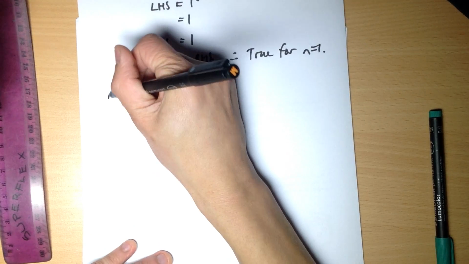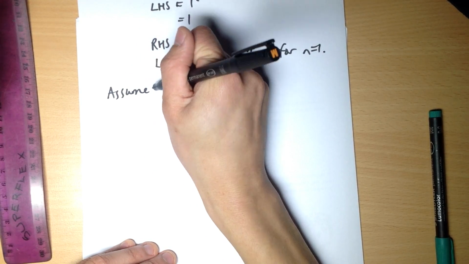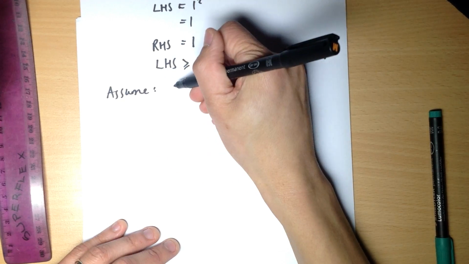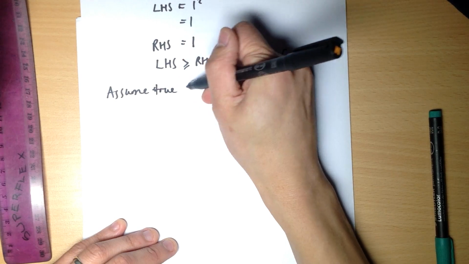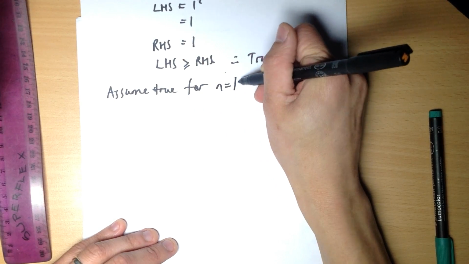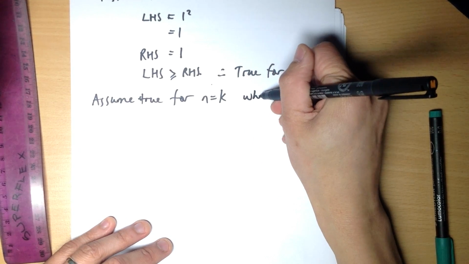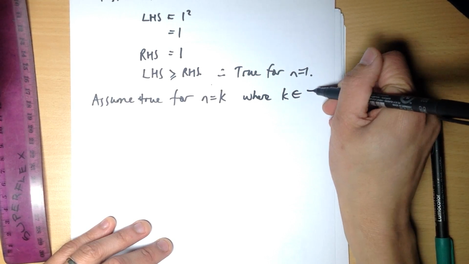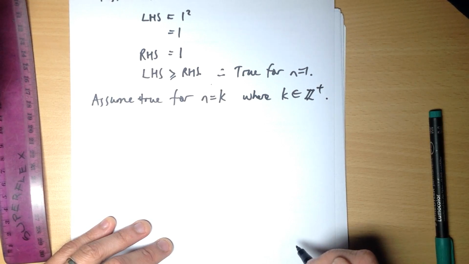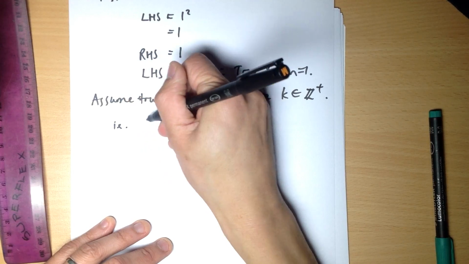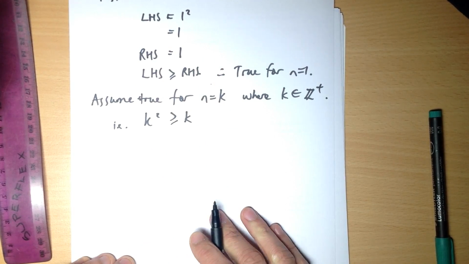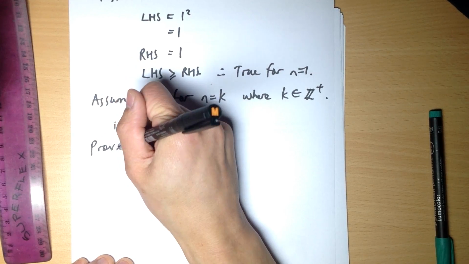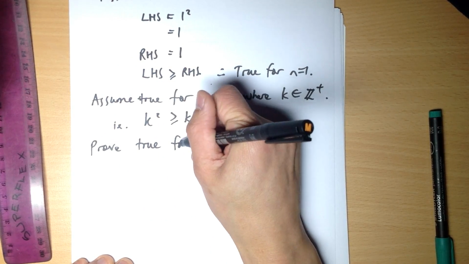Next, we want to assume that the statement is true for some value. So it's true for n equals, let's make it k, where k follows the same rules that n follows, namely it's a positive integer. So what does that look like? Well, it looks like this, that k squared is greater than or equal to k. I've just substituted.